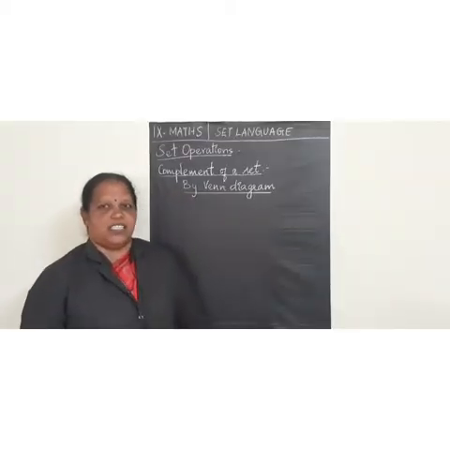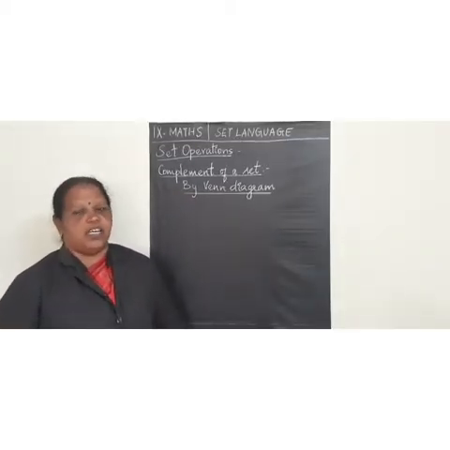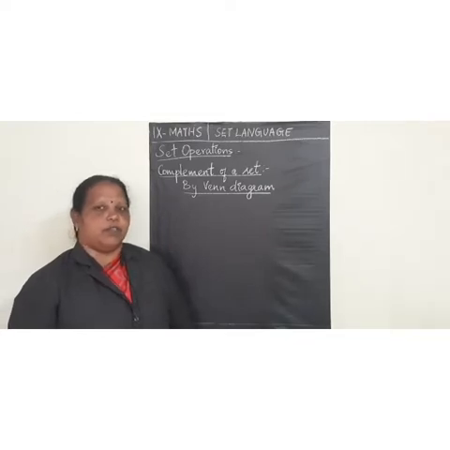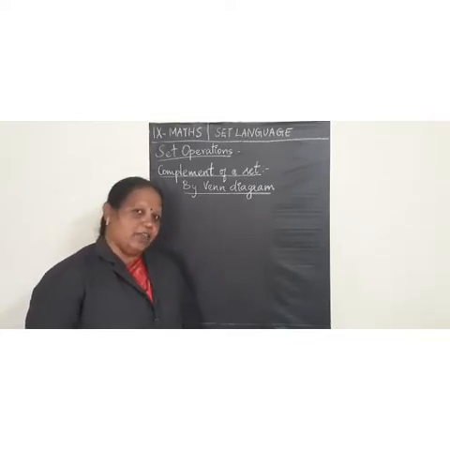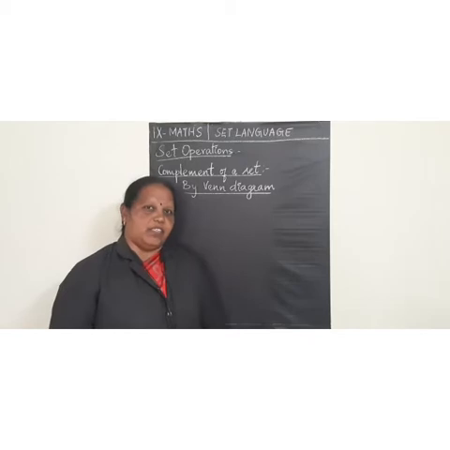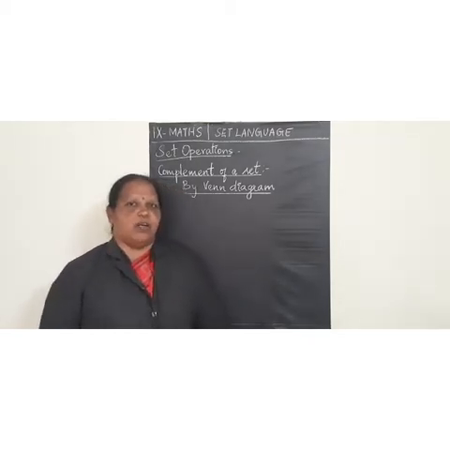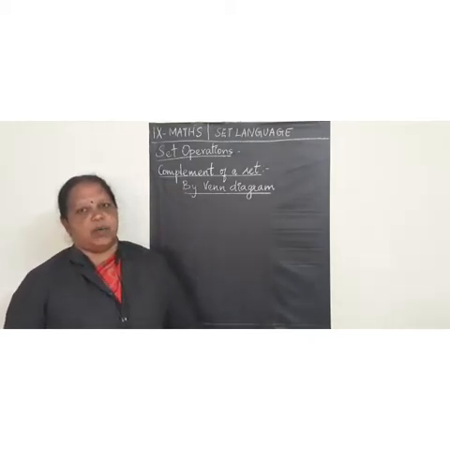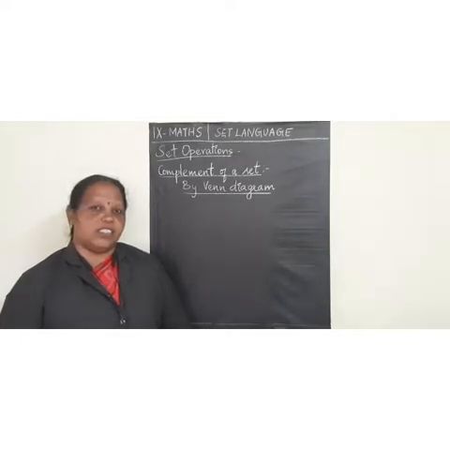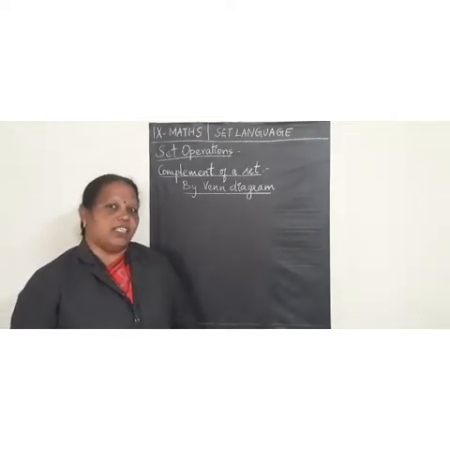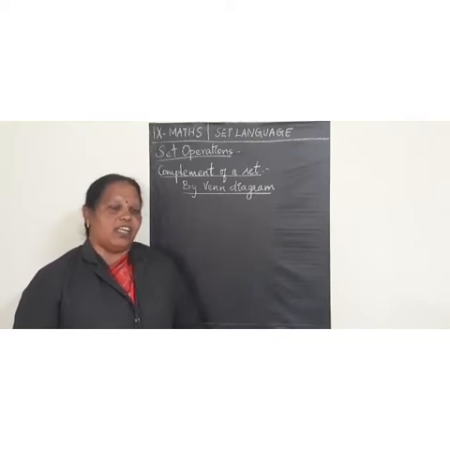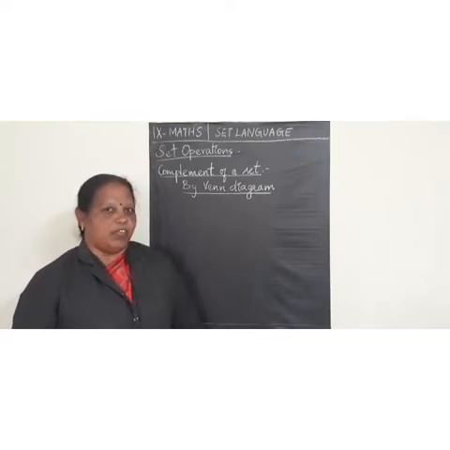Good morning students. Last class we discussed set operations: complement of a set, union of two sets, intersection of two sets, set difference and symmetric difference. Let us recall that now. Complement of a set: we take the universal set U and a set A. The elements which are in U but not in A, we call the complement of the set.